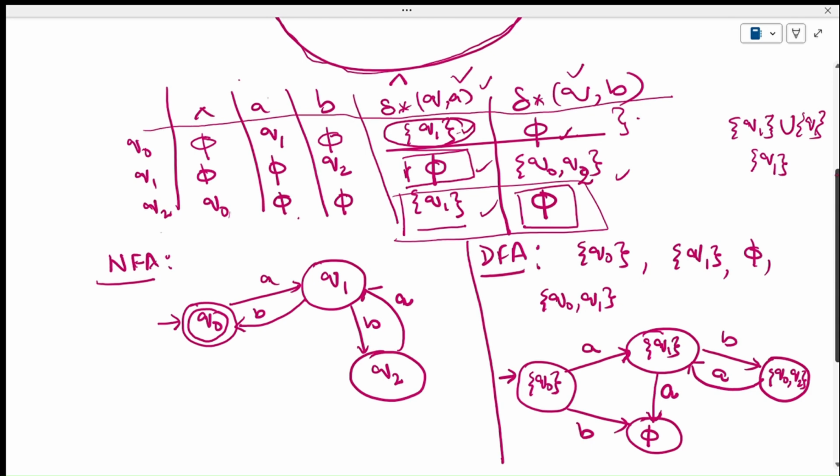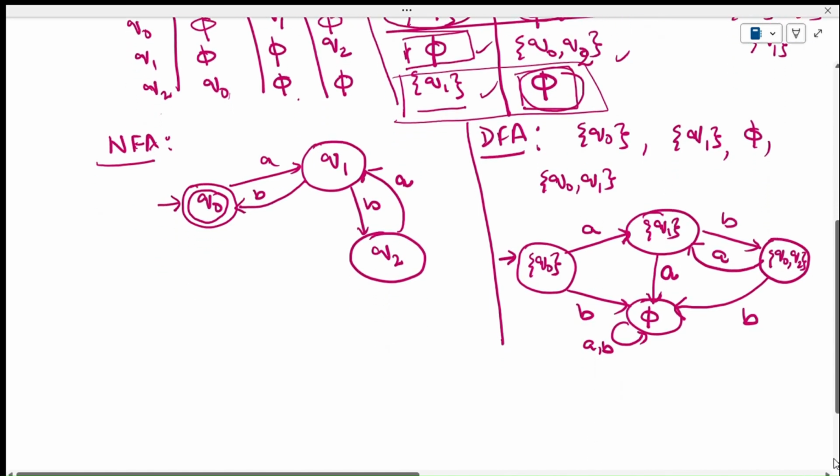Similarly, repeat the process for B. Q0 on reading B is phi, union with Q2 on reading B is also phi. So phi union phi is phi. So the state Q0, Q2 on reading B is going to state phi. Remember, for phi, on both A and B, it remains on phi. So this is the DFA for the given non-deterministic finite automata with null transition.